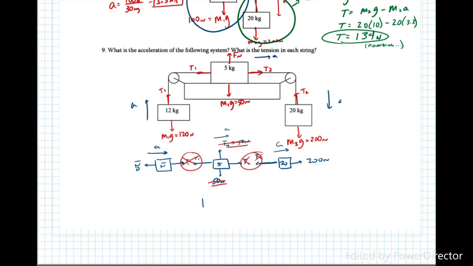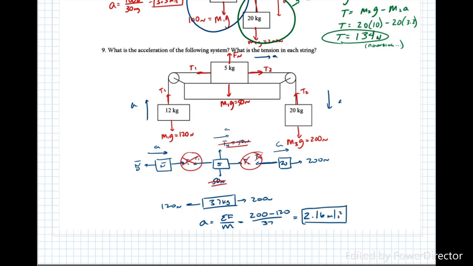And so when we redraw this, we have all the mass together, 37 kilograms. 200 newtons pulling to the right, 120 newtons pulling to the left. So the acceleration is the net force over the mass, 200 newtons minus 120 newtons divided by 37 kilograms. It's 2.16 meters per second squared.